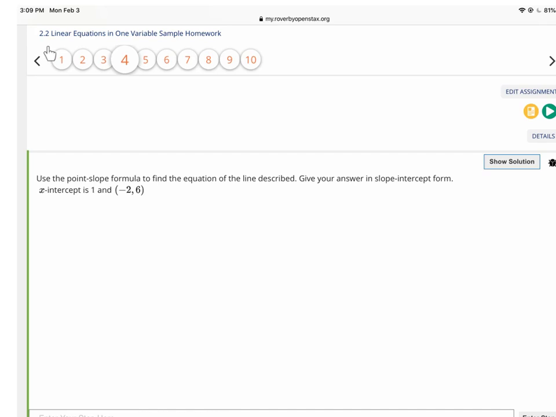Alright, let's take a look at this 2.2 number 4. We want to use the point slope formula to find the equation of the line described. The line here has x-intercept 1 and this is another point. Usually I always encourage drawing a picture.